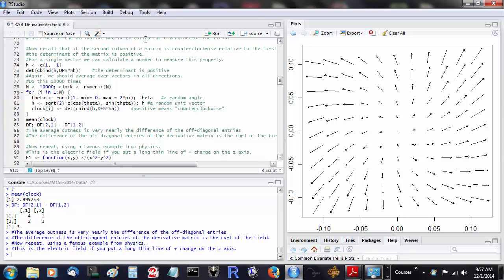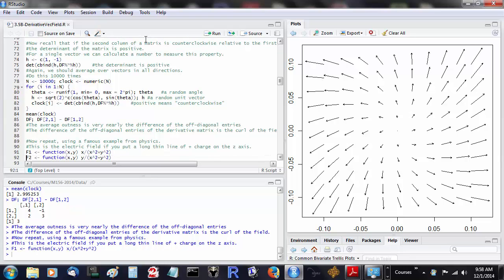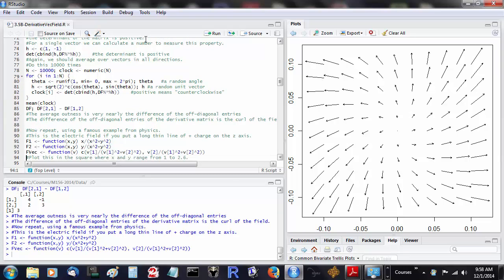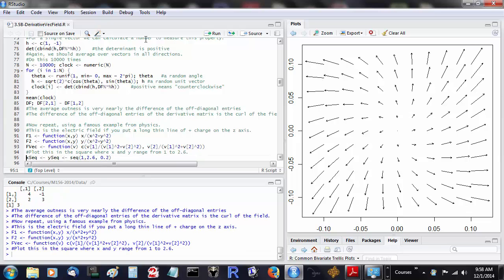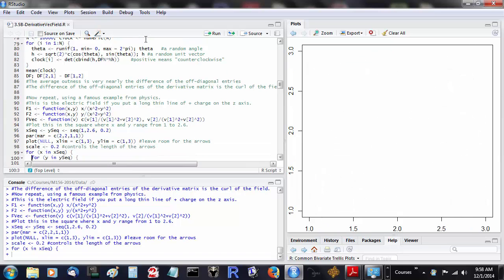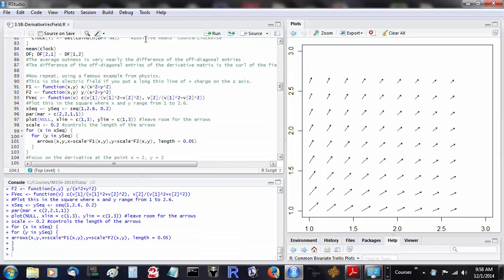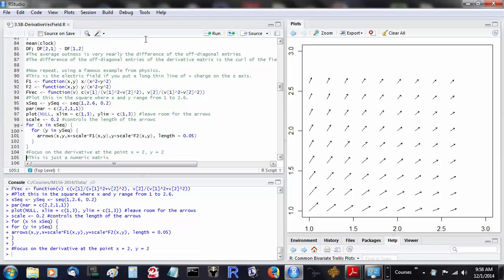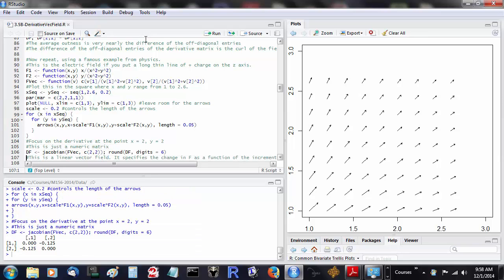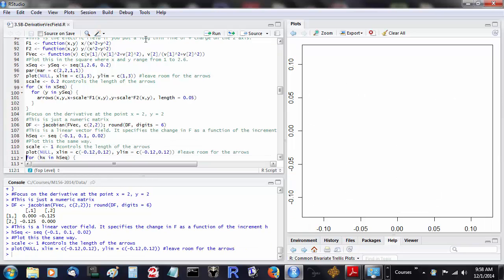Here's a famous example from physics to which I'll apply exactly the same technique. This vector field is the one you get if you have a long, thin line of positive charge extending along the z-axis. Its magnitude is 1 over r, and it points straight out. And without reading through the code, I will just repeat the same plots. There's what the vector field looks like, and you look at it and you say, well, it doesn't appear to circle round either way, but I can't really tell whether it's going out on the average or not. Indeed not. You have to look at the derivative. So let's do the same thing with the Jacobian.